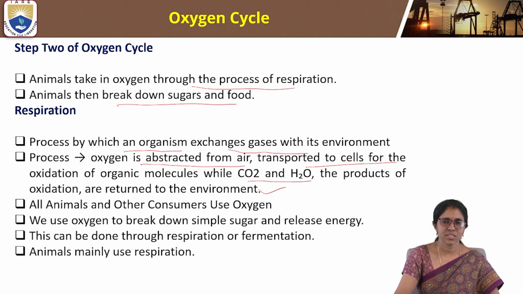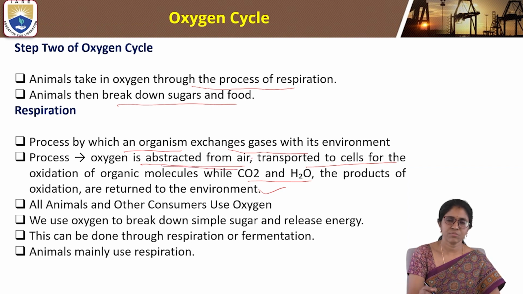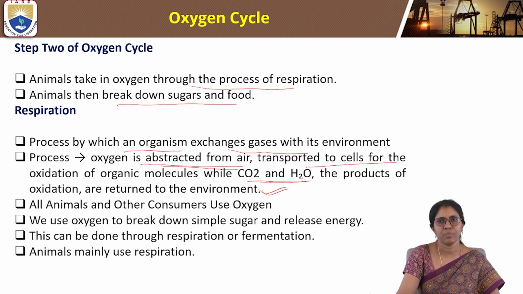In this respiration process, oxygen is abstracted from the air and transported to the various cells present in the animal body. It is used for the oxidation of organic molecules, and the process of oxidation produces carbon dioxide. These products of oxidation are again returned into the environment.